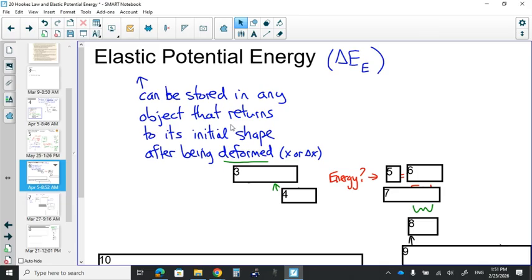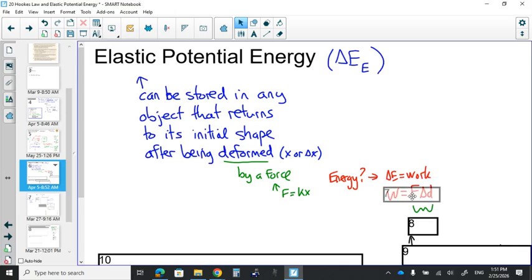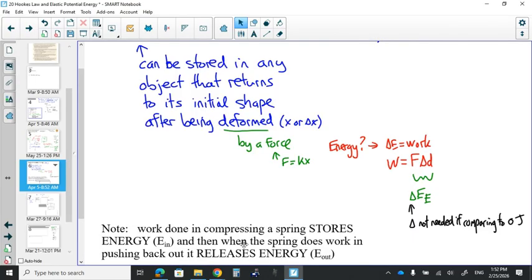Energy can be stored in any object that returns to its initial shape after it is compressed, right? So when you're compressing something, really you're doing work on it. You're pushing on it with a force and doing work. So the force is obviously F equals kx if we have something that obeys Hooke's law. And we know energy-wise that work is force times distance. So we know the force is kx, and that gives us our elastic potential energy, right? So we'll get kx going in the next slide.